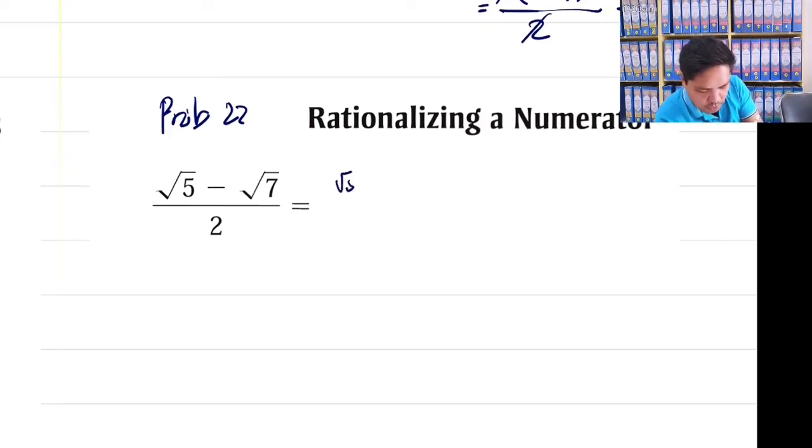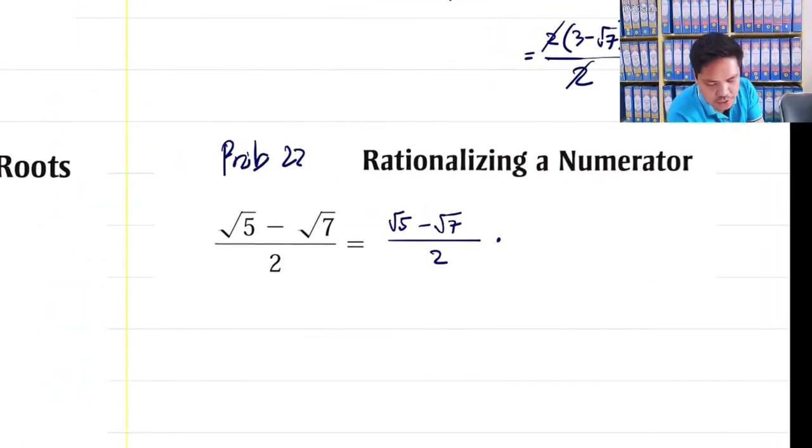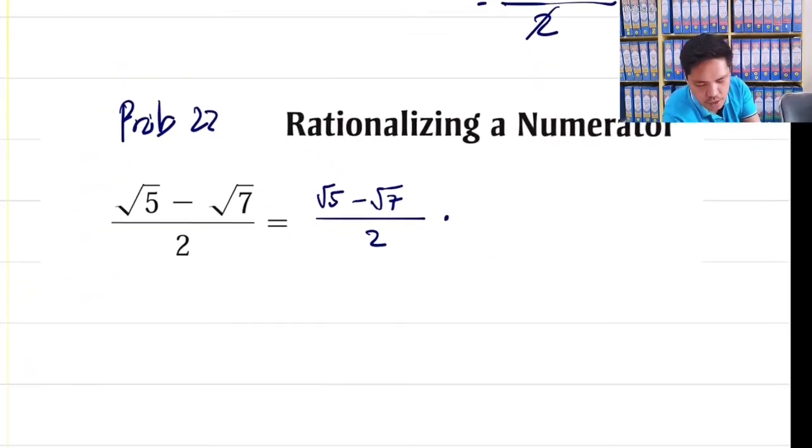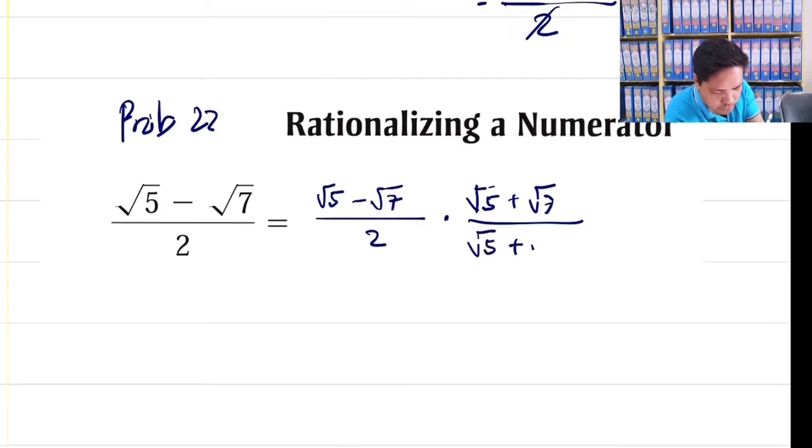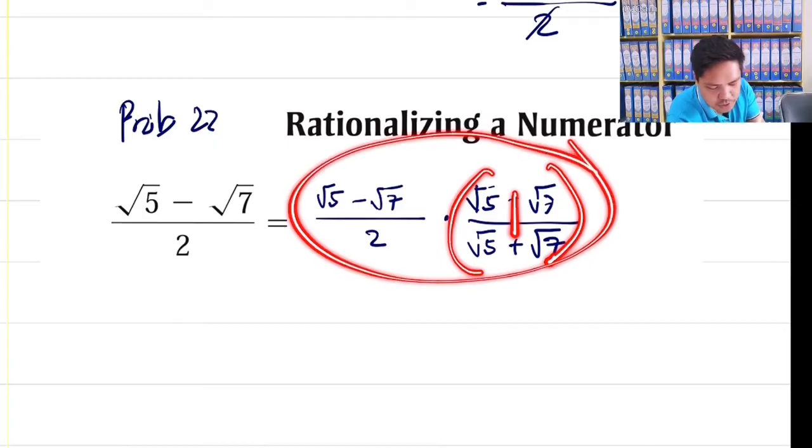So that would be square root of 5 minus square root of 7 over 2. Pasensya na sa penmanship. We multiply it by the conjugate of the numerator this time because we are rationalizing, or meaning we are trying to eliminate the radicals in the numerator. Okay? So, multiply this by square root of 5 plus square root of 7 over square root of 5 plus square root of 7. Again, kasi we're just multiplying by 1 para hindi mag-change ang value.